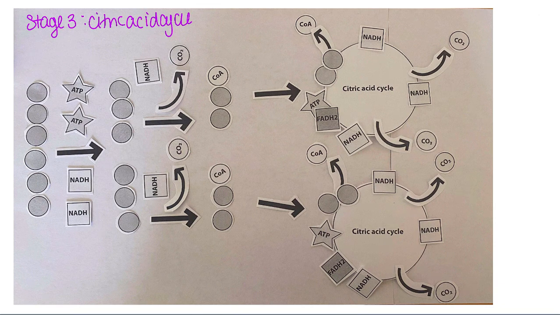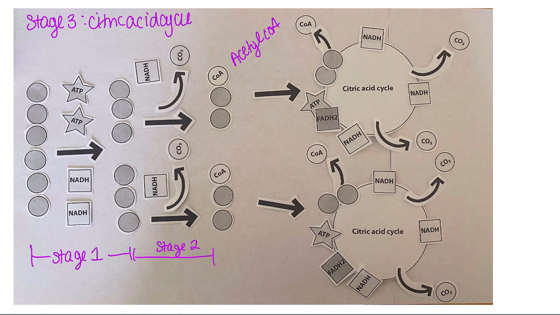For the citric acid cycle, just like I did for stages 1 and 2, I kept everything up so that we could see how everything interconnects. So here is our stage 1, glycolysis. Here is stage 2. And then everything else on this page is stage 3. And since we have 2 acetyl-CoA molecules, I have shown how each of them goes through the citric acid cycle.